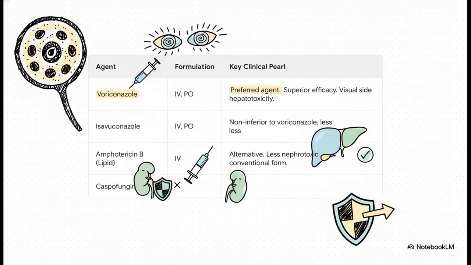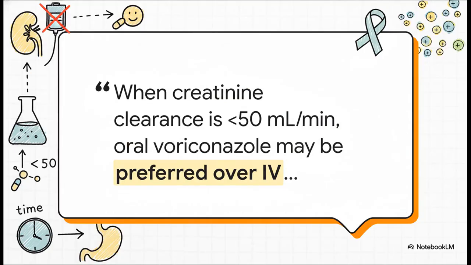Just remember its famous side effect, those weird temporary visual changes. Isavuconazole is a newer player that works just as well with a friendlier side effect profile. And good old amphotericin B is still a key backup. And this is a perfect exam-style clinical pearl. It's not enough to just pick the right drug, you gotta pick the right formulation.